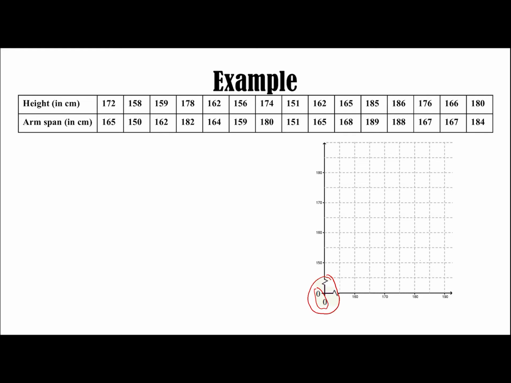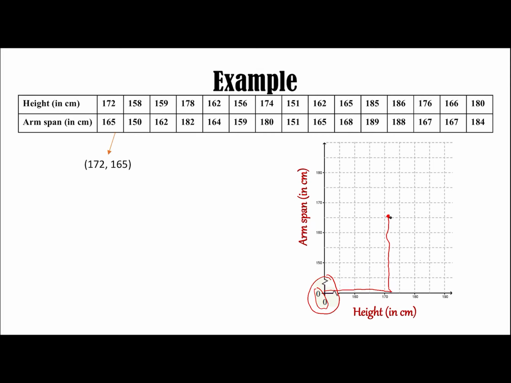The independent variable goes on the horizontal axis and the dependent variable goes on the vertical axis. So in this case, height on the horizontal axis and arm span on the vertical axis. Start with the first dot from the ordered pair 172, 165. So you go on the horizontal axis to 172, then go vertically up to 165. So the dot is somewhere here.